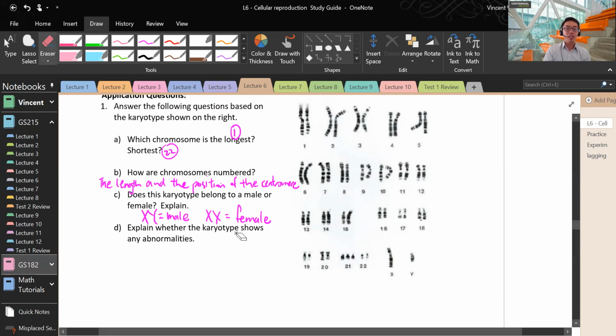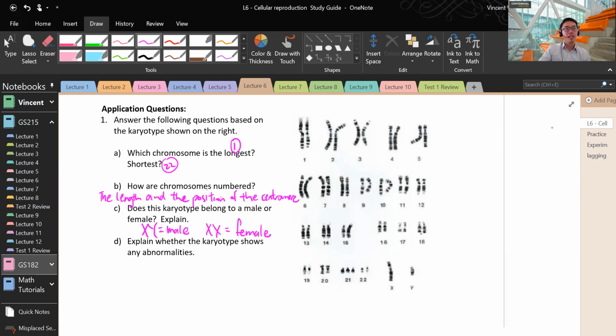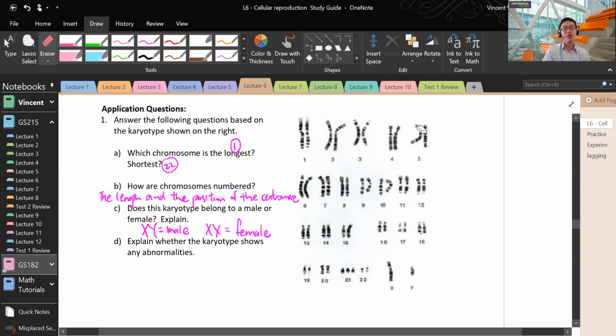Anyways, explain whether the karyotype shows any abnormalities. Okay, any problem here that you notice? Any abnormalities here? Oh, like this. No, I mean, it's just the way that it was prepared on the slide. The bending doesn't really matter. Sometimes they look really awkward.